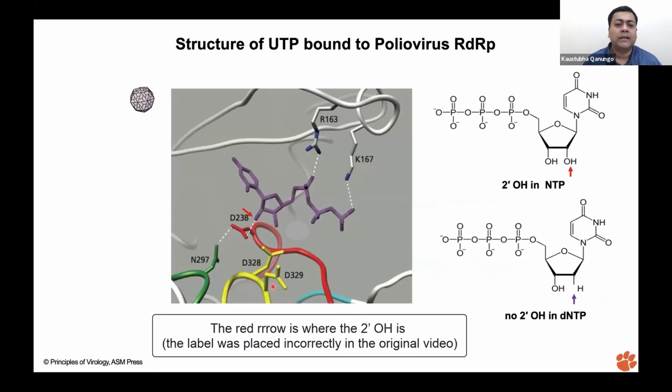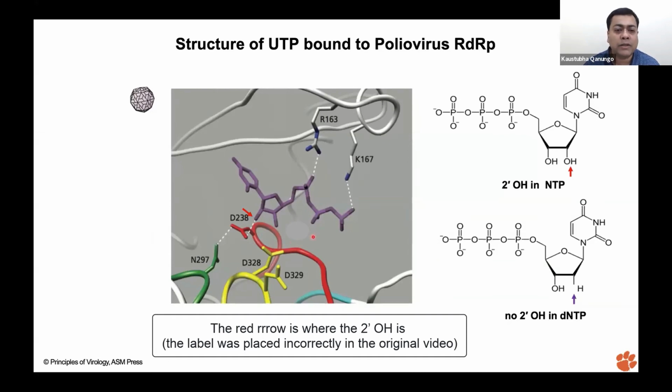Here is an interesting thing. This is a structure of the active site of the poliovirus RNA-dependent RNA polymerase. And this gives you an idea why the poliovirus, or any RNA-dependent RNA polymerase, will have the specificity for the NTP, or nucleotide triphosphate, but not dNTP. It will not put in a building block of the DNA, which is a deoxyribose, but will always put in a nucleotide triphosphate with a ribose sugar in it.